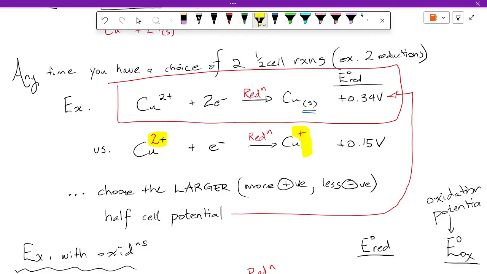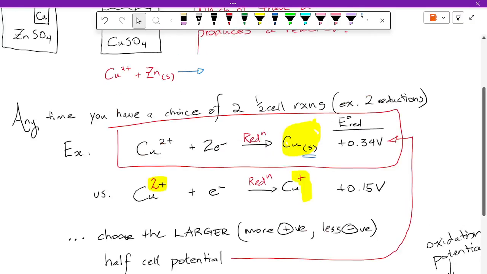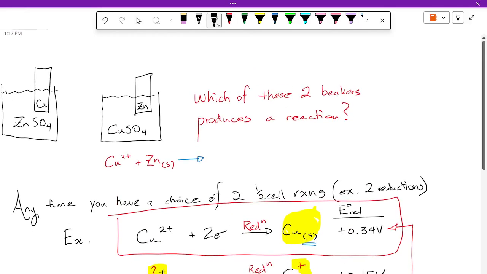So when we predict our products, we are going to predict copper solid as the product, not copper 1 plus, because copper 1 plus is not the preferred reaction. Okay, so this is going to be going to copper solid plus zinc 2 plus. Now this is lovely. You have electrons moving from the zinc to the copper.